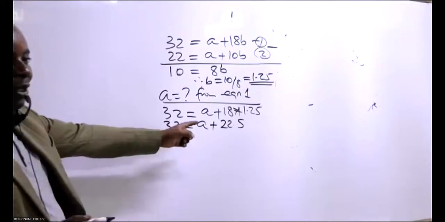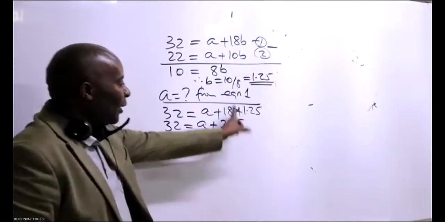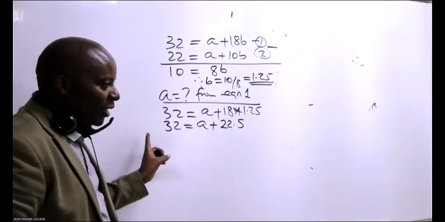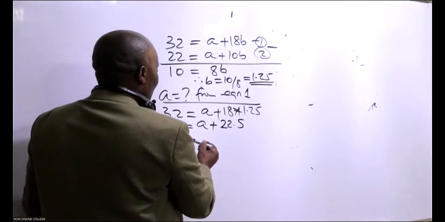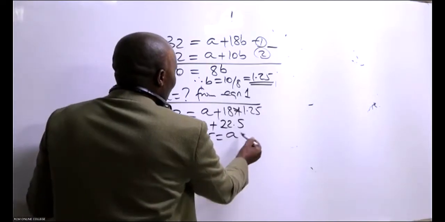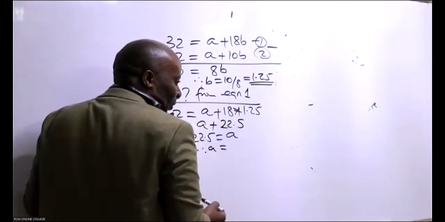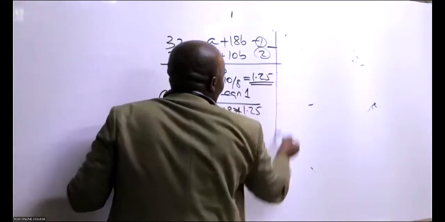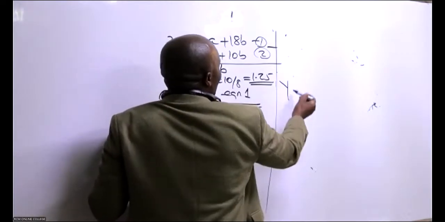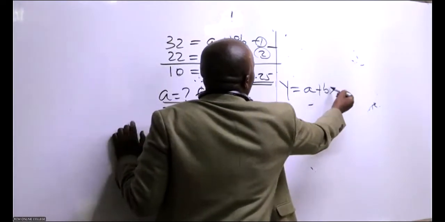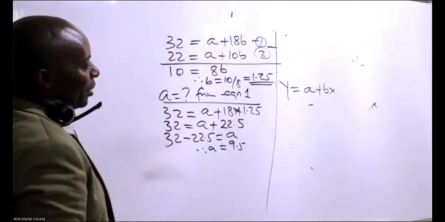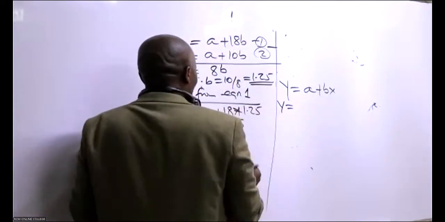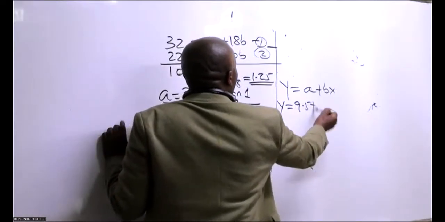Then we make a the subject of the formula. So meaning that this has to cross over. Here it's positive, on the other side it becomes what? Negative. So it will be 32 minus 22.5 equals a. Therefore, a will be equal to what, somebody? 9.5. So when you write your equations, don't forget our y was a plus bx. So then our y will be equal to a, which is what here, somebody? Plus b, which is?